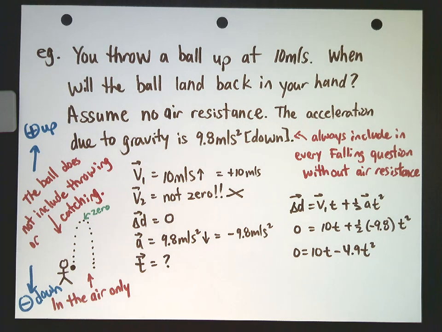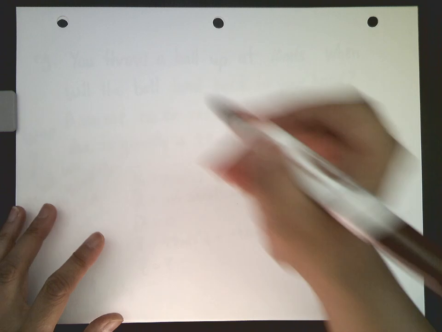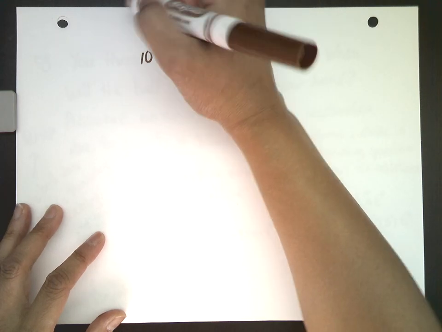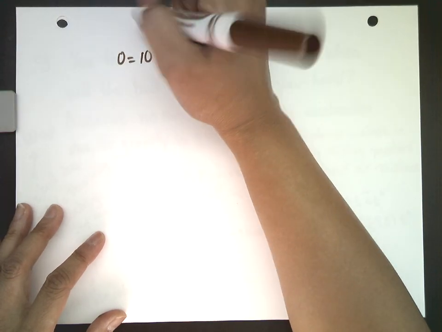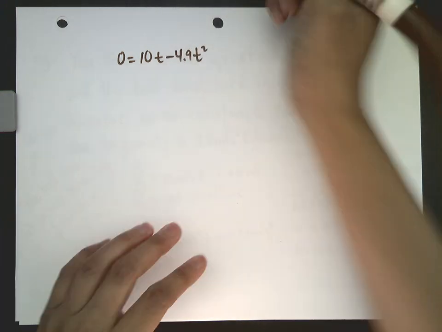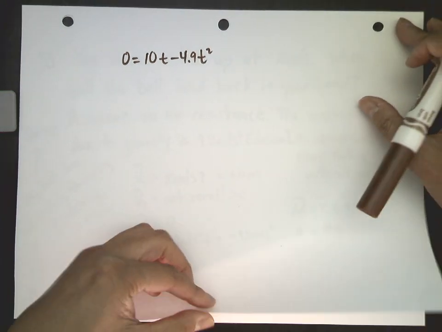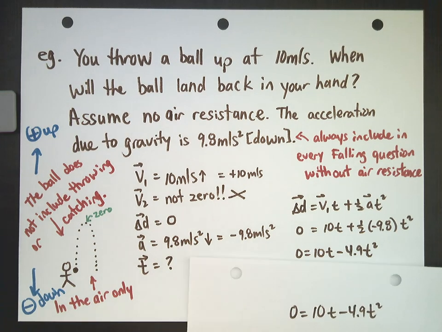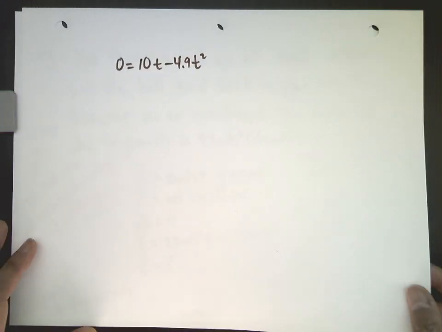I can cancel out my t's and solve for it, or I can use the quadratic equation. Oh dear, does anybody remember that from grade 10 math? Well, if you always wondered why we are learning the quadratic equation, it's because of this course, physics. Of course, everything is for physics. All right, so I'm just going to rewrite the equation over here on this page.